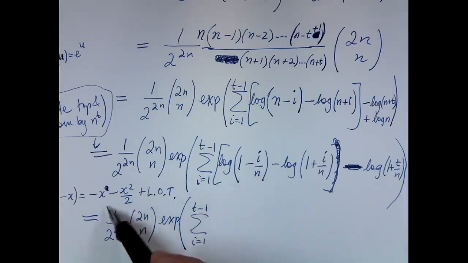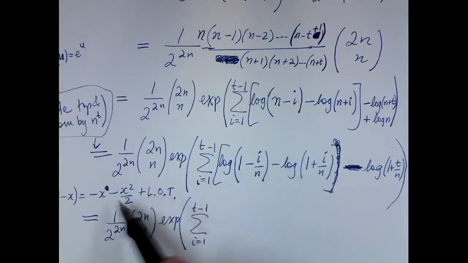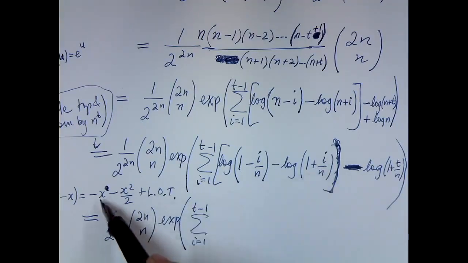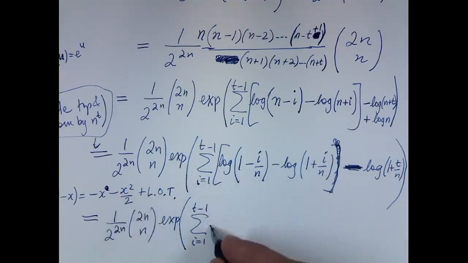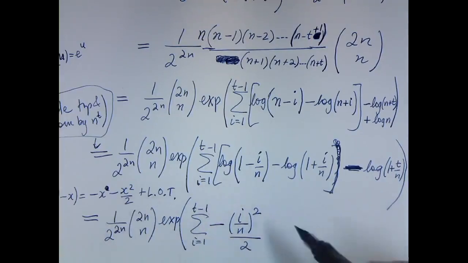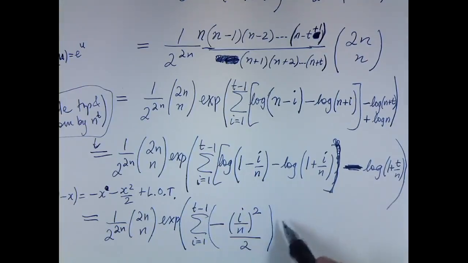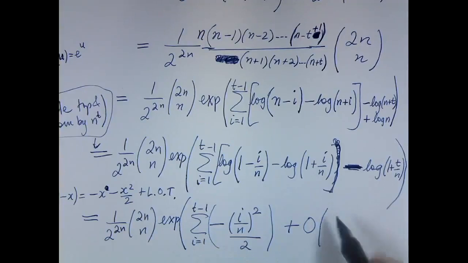Now here's the thing. That's the great cancellation that happens. I'm going to get a minus i over n, but I'm also going to get a plus i over n. So the minus x terms will cancel. The minus x squared over 2 terms will not cancel. So minus i over n squared divided by 2. Here, x is equal to i over n in that expansion. That's what I'm summing. And then also, plus order of, how many terms did I add? t, because i is less than t.